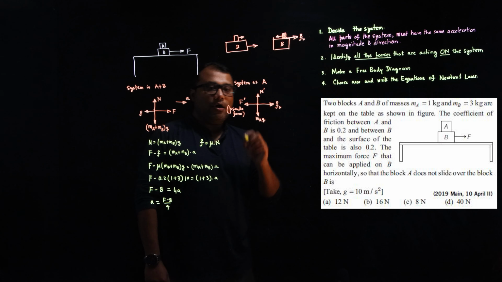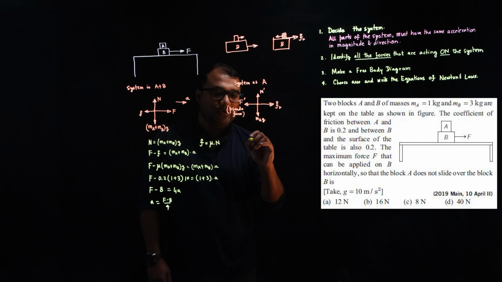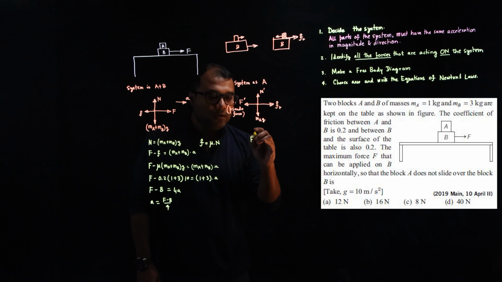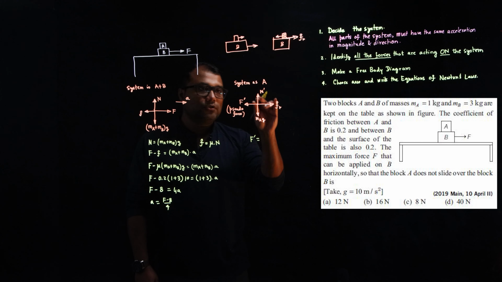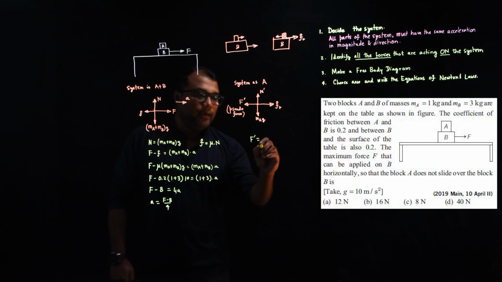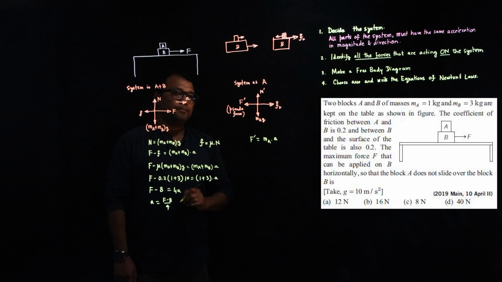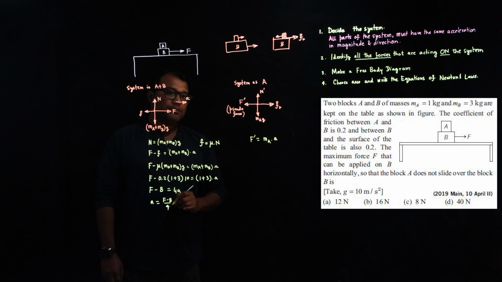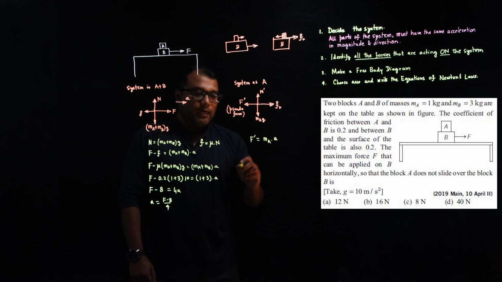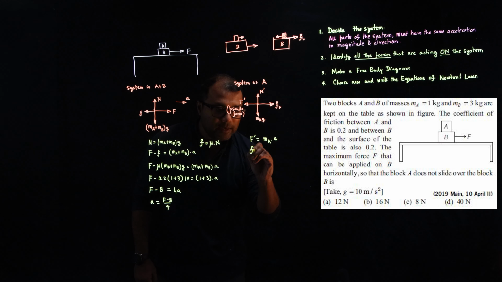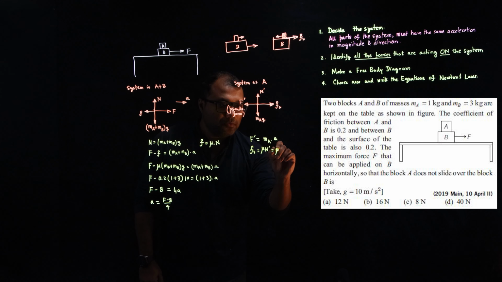Now how can we find this pseudo force F dashed? Well, F dashed is a force on the body A, and A is accelerating with acceleration A. So that is F dashed equals MA times A. And what is this kinetic friction Fr? It is nothing but mu N dashed or mu MA g.